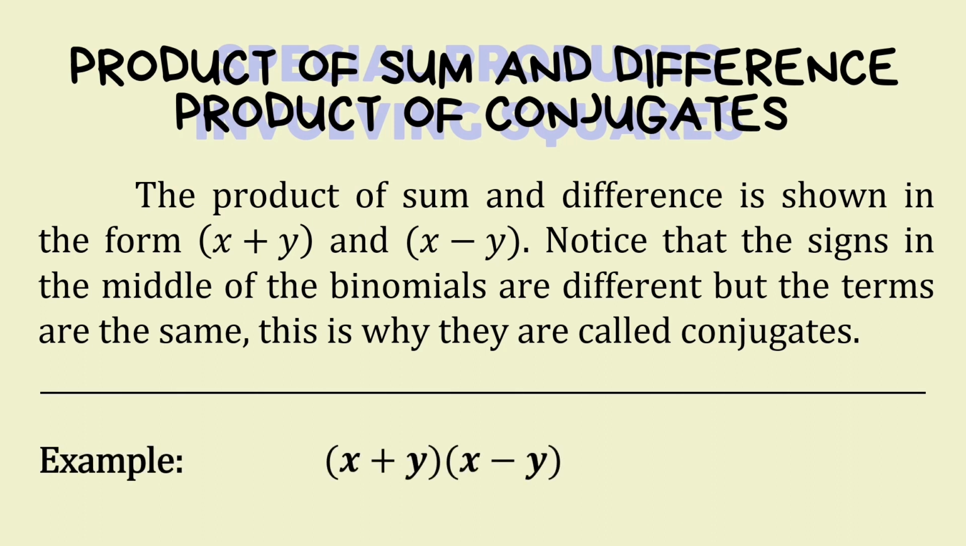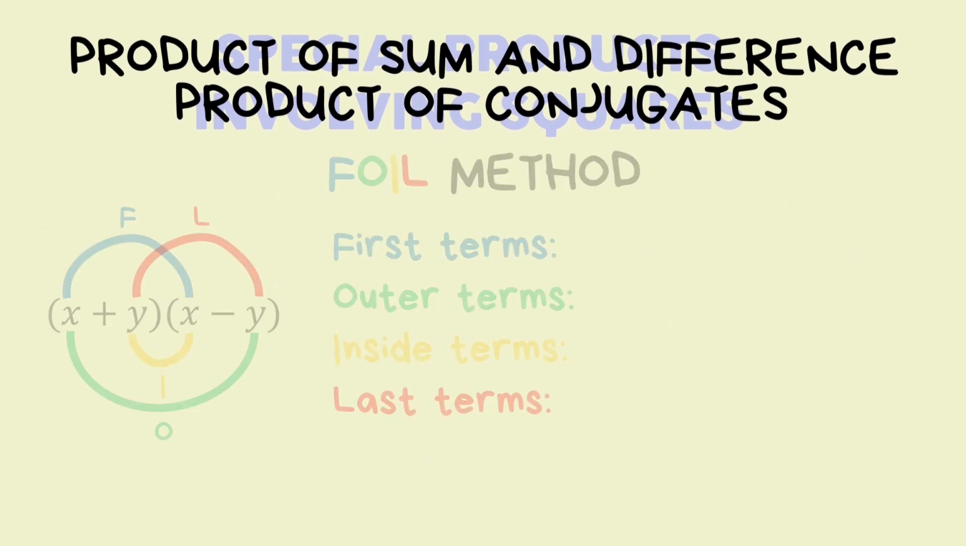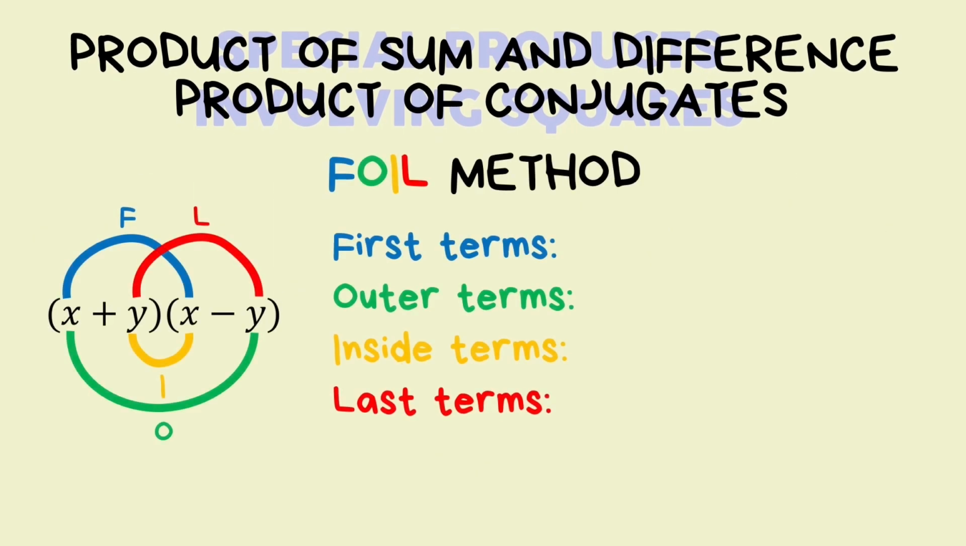The terms must be the same. If we have x and y for sum, we should have x and y for difference. If we have 5 and t for sum, we should also have 5 and t for difference for this technique to work. Of course, the FOIL method is applicable for all multiplication of binomials.